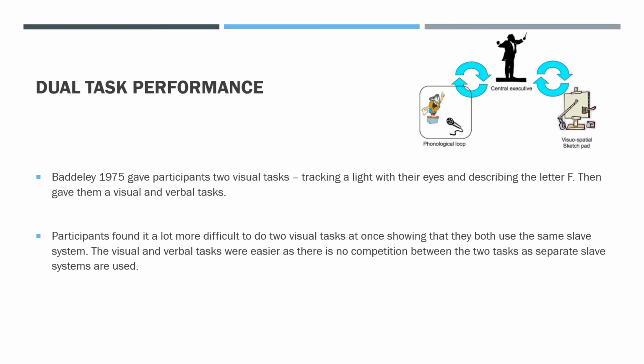So when 1 slave system has 2, 3 tasks within it that are trying to be performed, that slows everything down, causes competition, causes confusion a little bit. So we don't like to have tasks performed with the same slave system. Much easier to do 2 different tasks at the same time. That leads on to the next question.